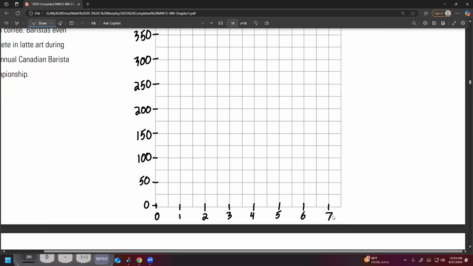Okay, so you can add your titles in there. I can't fit days down there, but you should. And this will be bottles sold. And we'll plot our points.